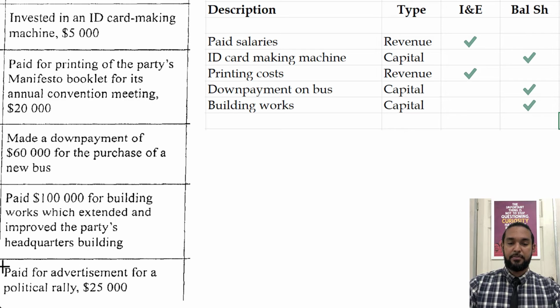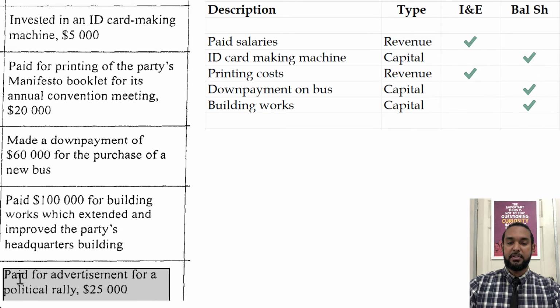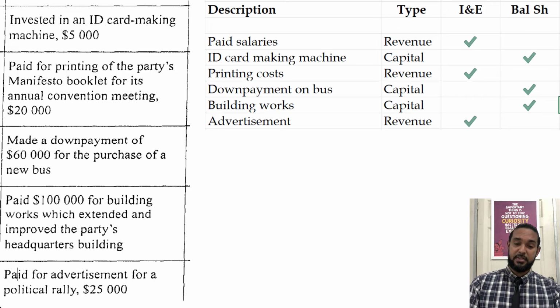And finally, we have paid for advertisement for a political rally, $25,000. So advertising is not a non-current asset. That's regular expenditure, revenue expenditure, and as such will be classified as such and end up in the income and expenditure account. Okay, now I think we just have a receipts and payments account to do. So let me rearrange my screen and we'll take a look at that item.